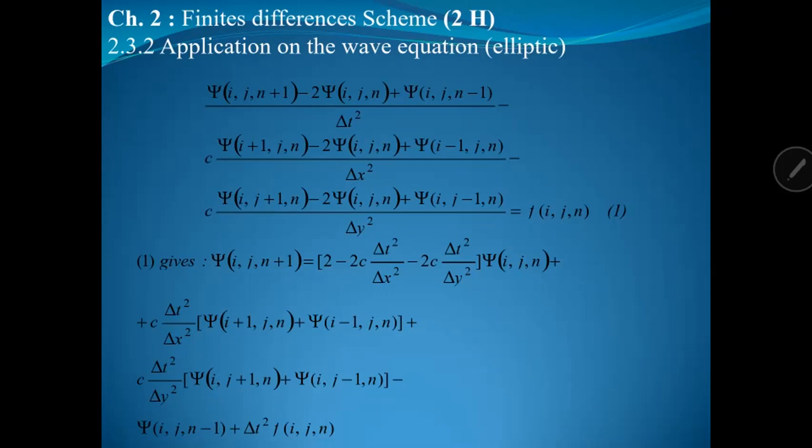Then initialization for I equal 1 to I max. I need to put I max equal 100 for example, J max equal 100, N max equal 200. And then for I equal 1 : I max, for J equal 1 : J max, for N equal 1 : N max, psi I J N equal 0. The initialization.